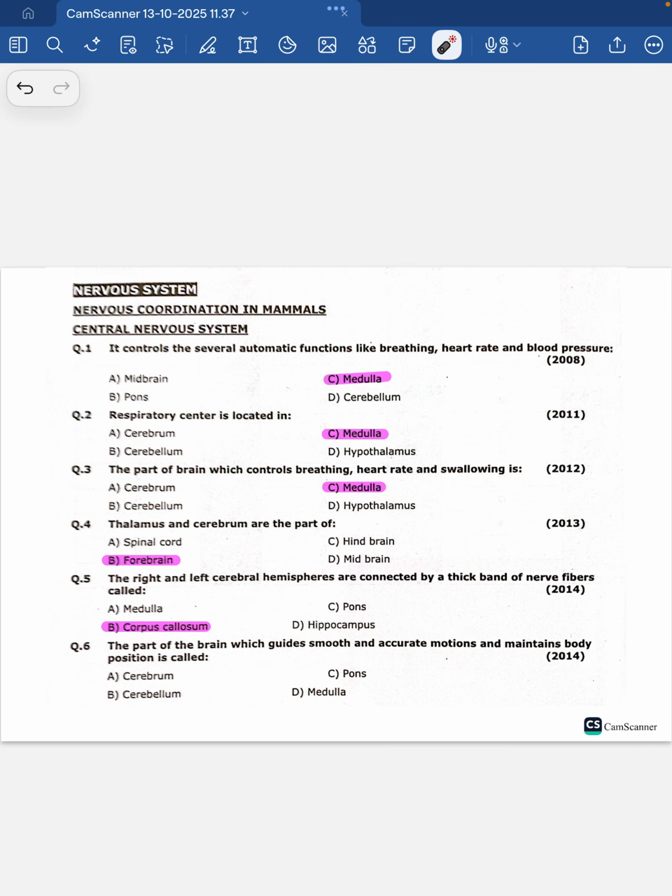Okay. Question number 6. If we talk about question number 6, the part of brain which guides the smooth and accurate motions and maintain the body position is called. The answer will be cerebellum.